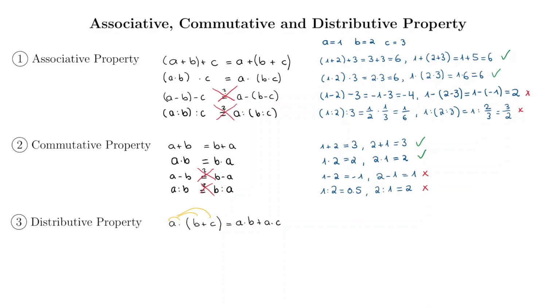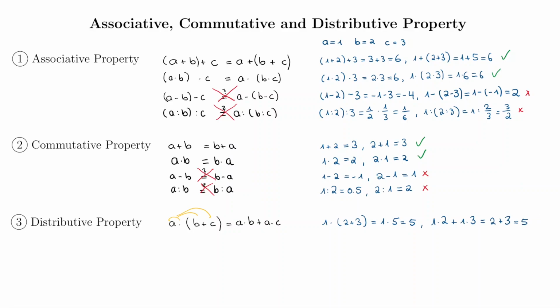Let's have a look at our example. So we have 1 times 2 plus 3. So what does it mean? We first have to sum those two up. So the 1 stays times 5, which is 5. Is this the same as 1 times 2 plus 1 times 3, which is 2 plus 3, which is 5? So we see that it is.